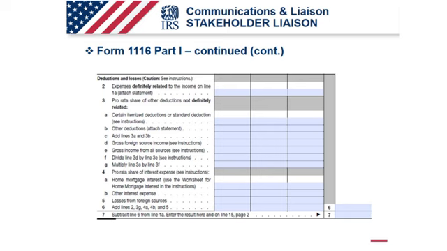Now, lines 4, my eyes are getting much worse as I get older. Line 4 deals with interest expense.